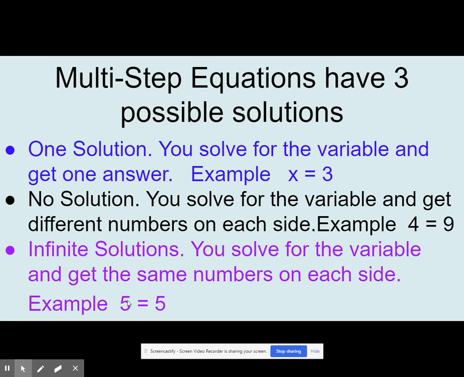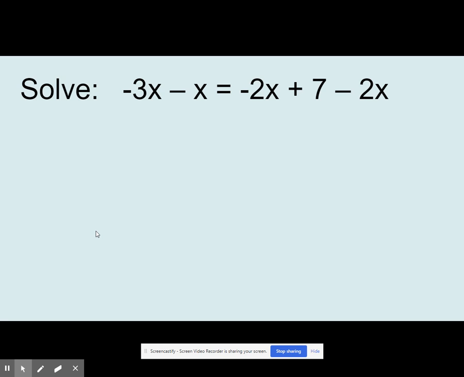Question, think about this one. What if you got positive 5 equals negative 5? Are those the same numbers? No. You have a positive and a negative, so they're different. So that would be no solution. They have to be the exact same number. All right, so make sure you pause this and write those things down. And now we're going to go on to an example where we'll get one of these 3. So let's take a look.